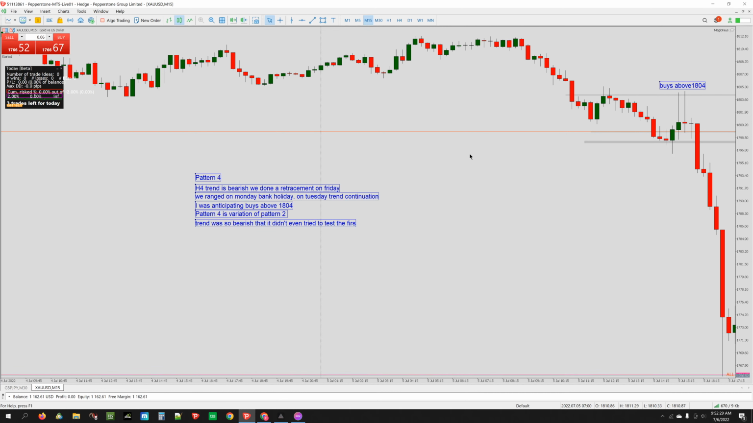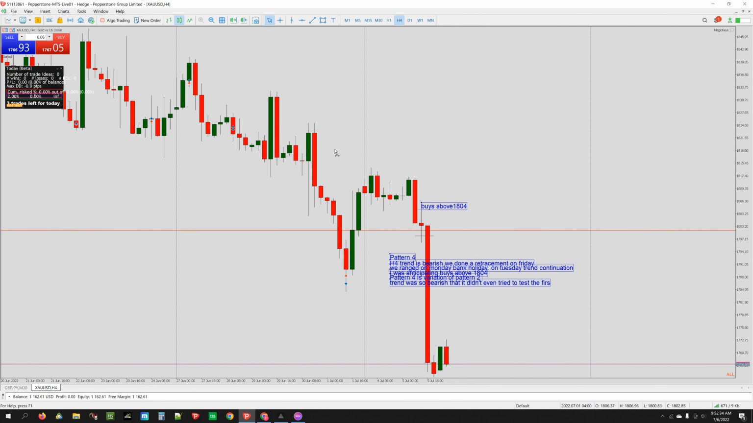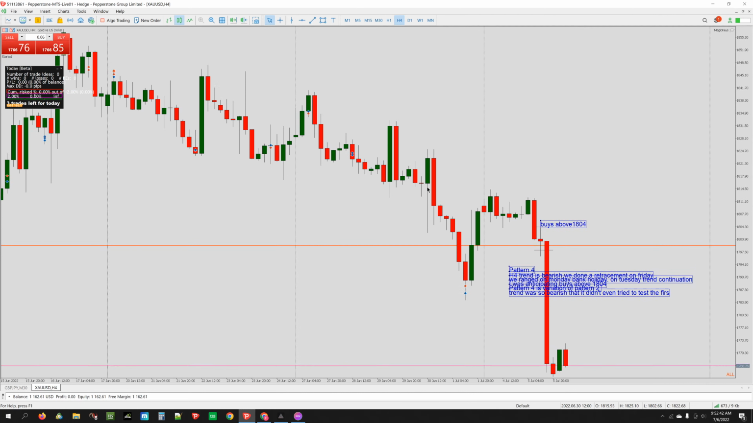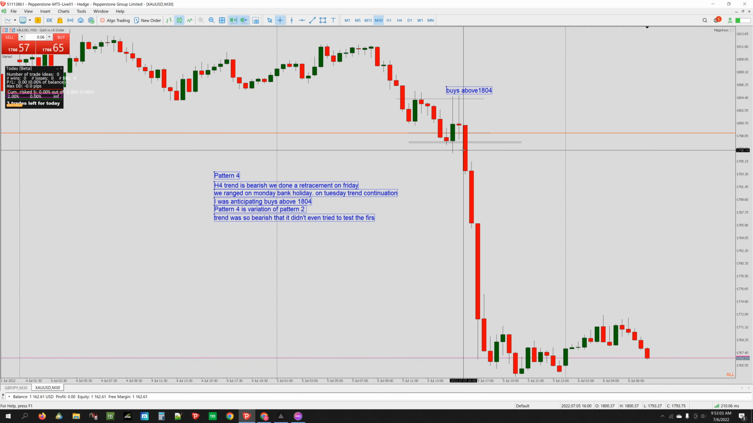So for pattern 4, we are basing our analysis on the H4 time frame. If we look at H4, the trend was bearish. On Friday we did a retracement. On Monday we consolidated because of the bank holiday and a lot of other reasons. But on Tuesday we had a move of about 300 pips down. So this is pattern 4.